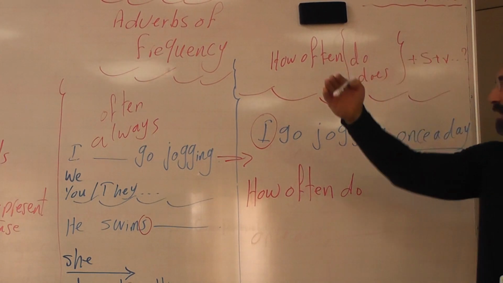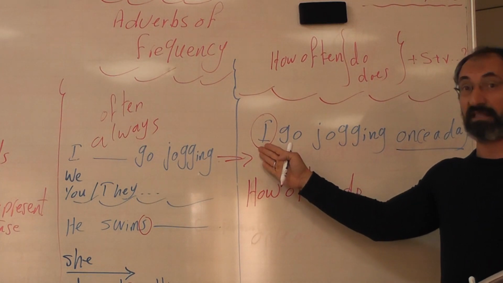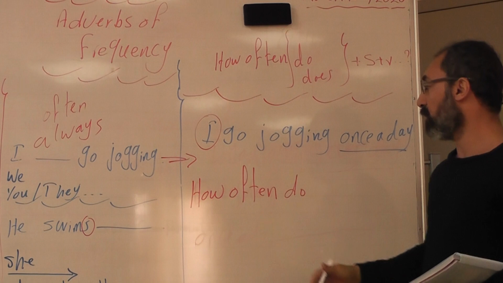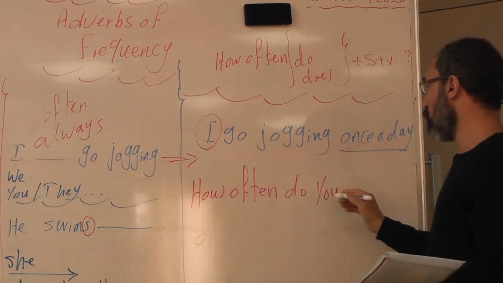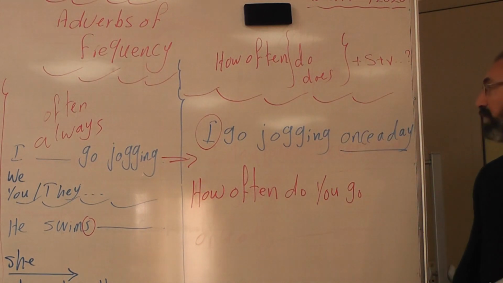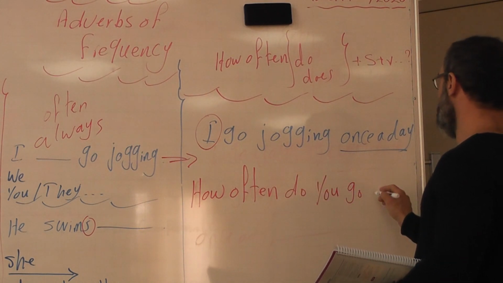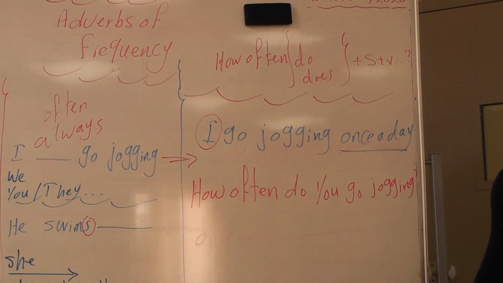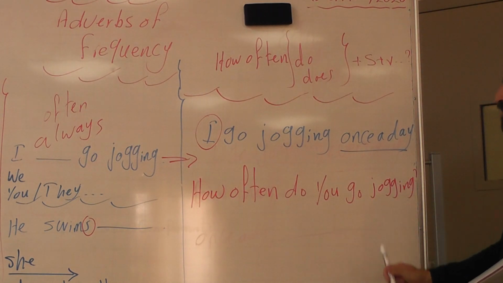Then, let's see the beginning of our sentence. Here I have a subject as I. In my question, it's going to be turned into you. So how often do you? Then comes the verb, which is go. How often do you go? Just one more word that I have to write, which is jogging. So, how often do you go jogging? Now we have come to the end of my question.